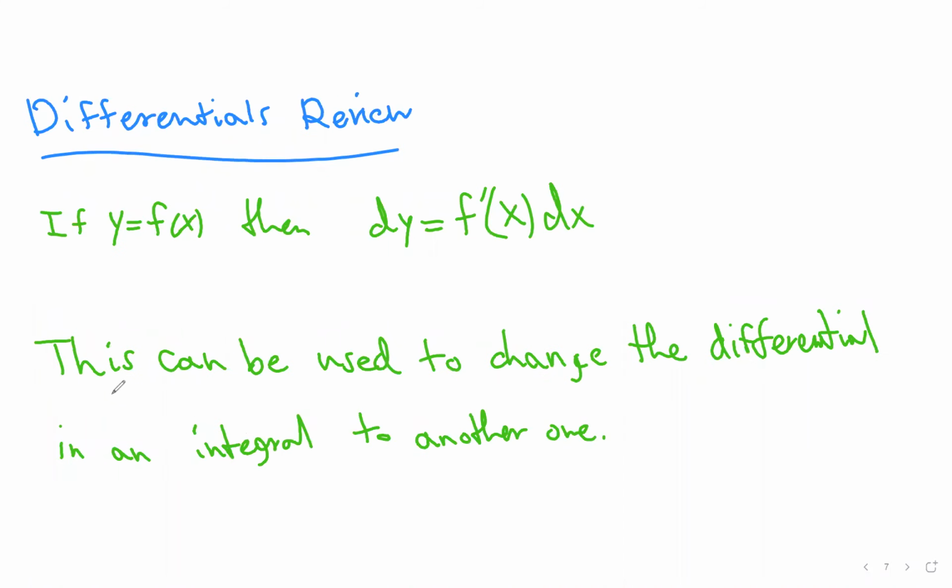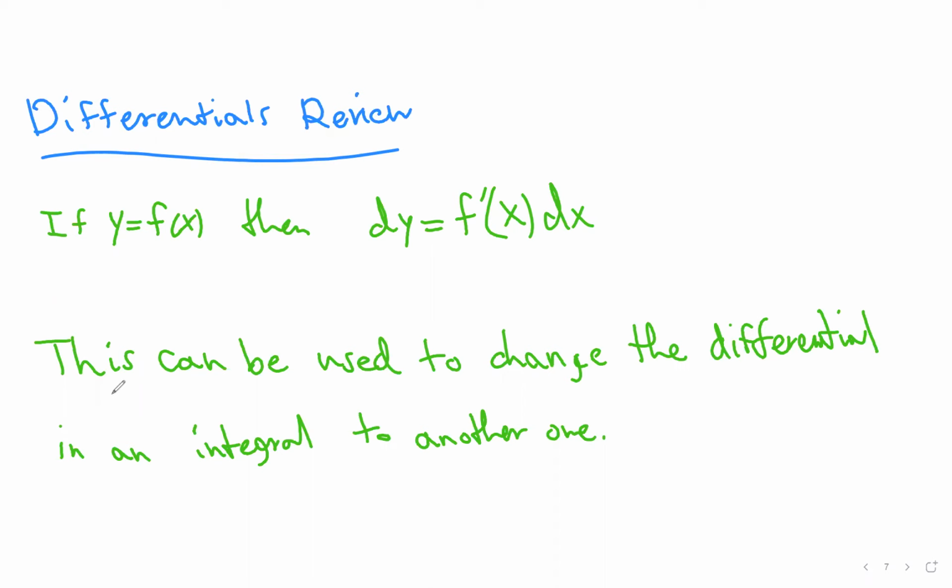Let's look at differentials very briefly, because we've been talking about doing u substitution. U substitution, or integration by substitution, will use differentials and a change of variables, which relates to how differentials are related to each other. So if we have our y equals f of x, then our dy, the differential for the change in y, is related to the differential for x, or dx, by dy equals f prime of x times dx.